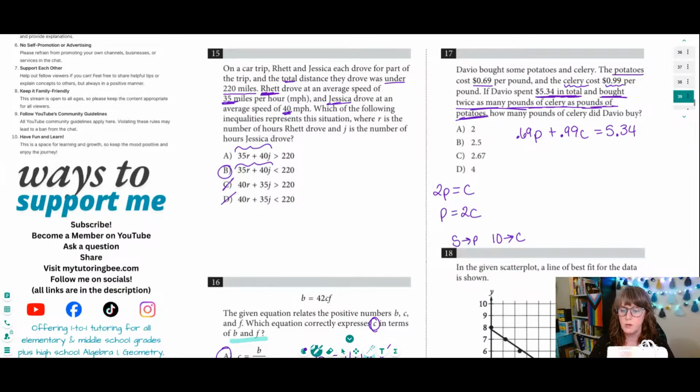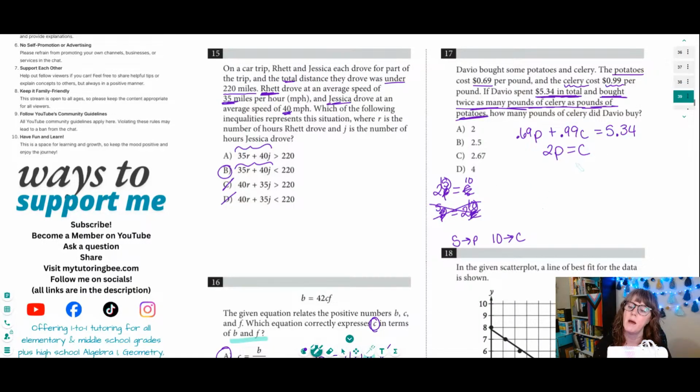Okay. So, yes, this would work because if he bought 5 pounds of potatoes here, and we multiply that times 2, that would give us 10 pounds of celery. If we entered that in here, if we said, okay, well, if he bought 5 pounds of potatoes and then 10 pounds of celery, well, 2 times 10 does not equal 5. So we're looking at this equation up here, 2p equals c. All right, now we've got 2 equations, now we can solve it.